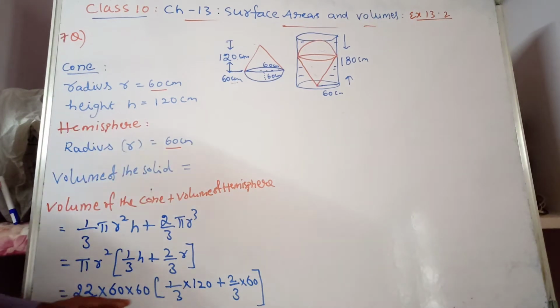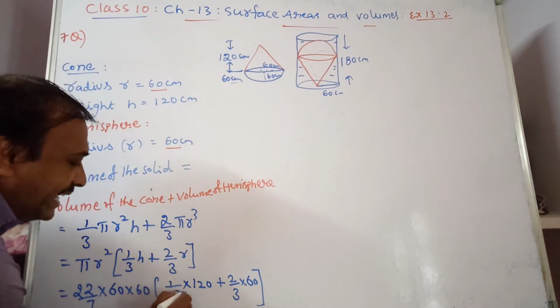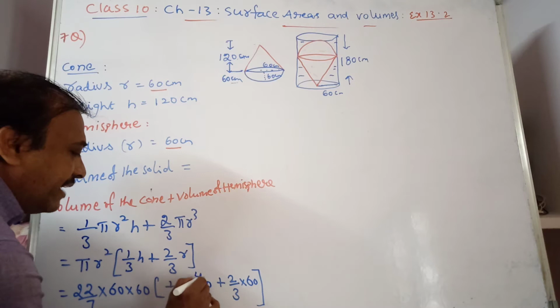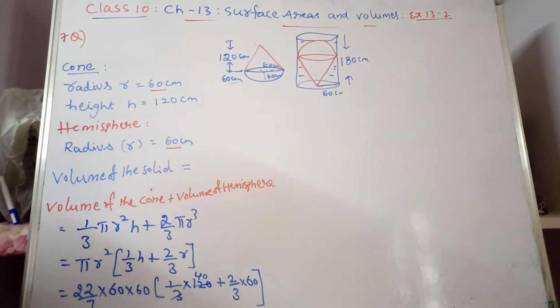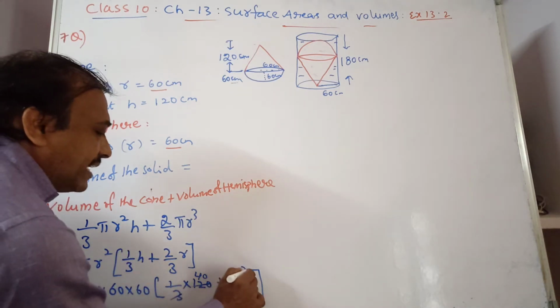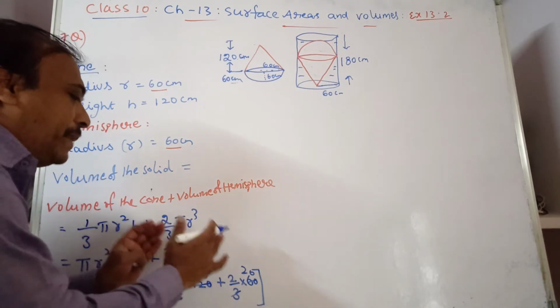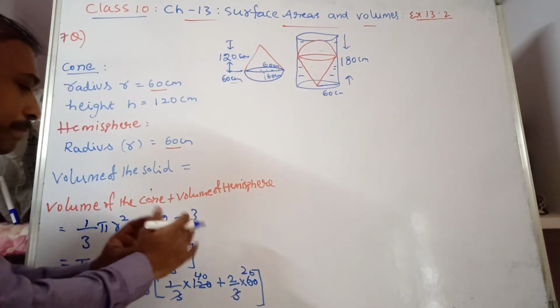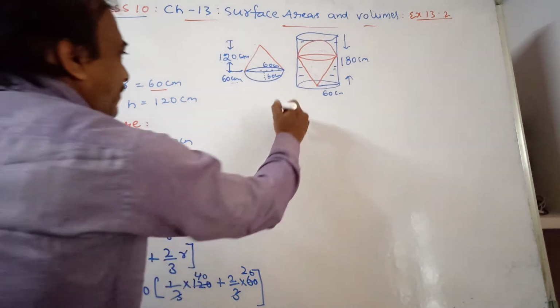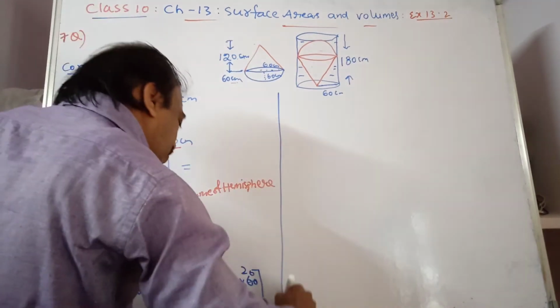Now you see here, 1 by 3 into 120: 3 fours are 12, 3 forties are 120. And 2 by 3 into 60: 3 twenties are 60. What is left over inside the bracket? 40 plus 40. Observe it carefully, 40 plus 40 is left over.